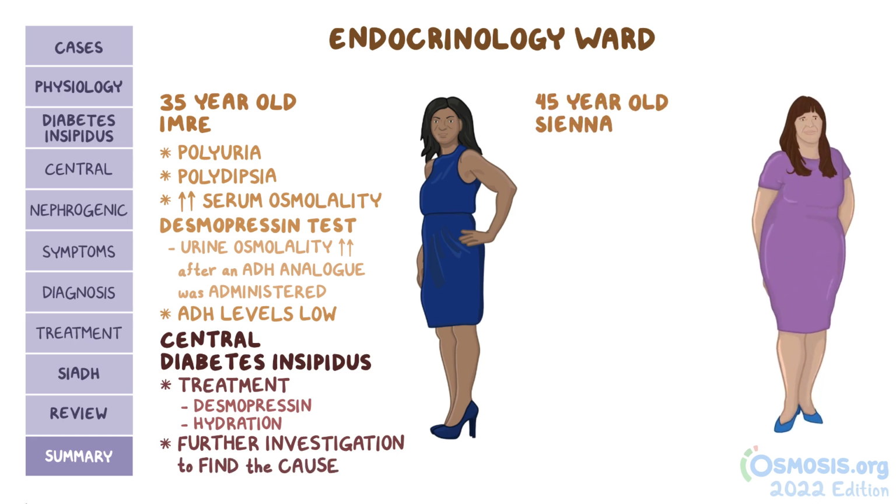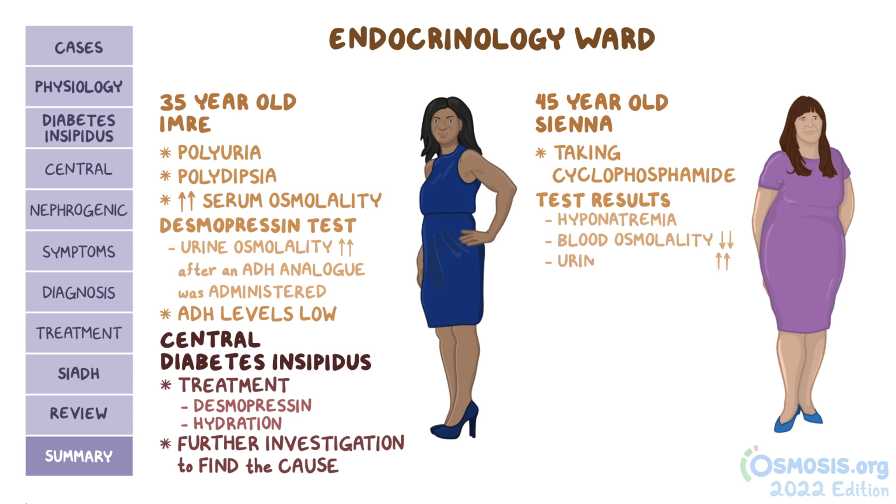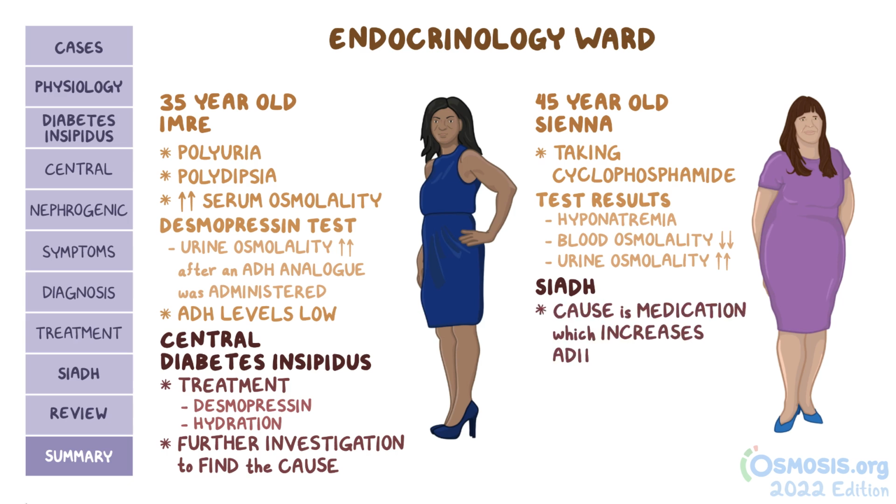Sienna came in for routine tests, because she's taking cyclophosphamide. Her tests showed hyponatremia, decreased blood osmolality, and increased urine osmolality, and all three of those are found in SIADH. The likely cause is her medication, which increases the number of ADH receptors in the kidneys. Treatment involves fluid restriction and salt tablets.